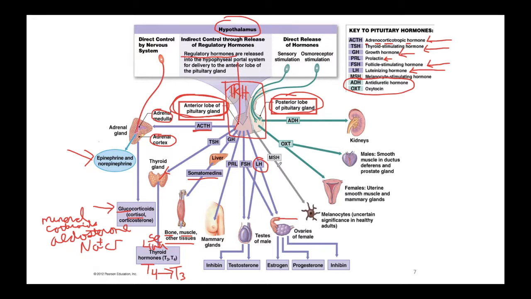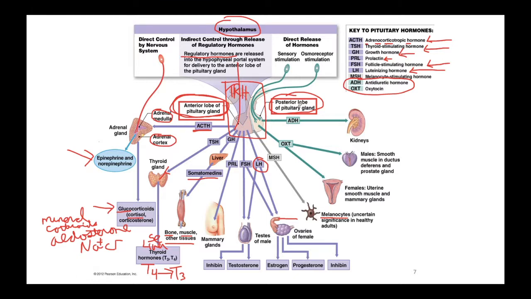Okay, then we have melanocyte stimulating hormone, MSH. They're a little bit uncertain as to what it does 100%, but there is some involvement in the neural system, especially in the brain, and it is involved in skin pigmentation.